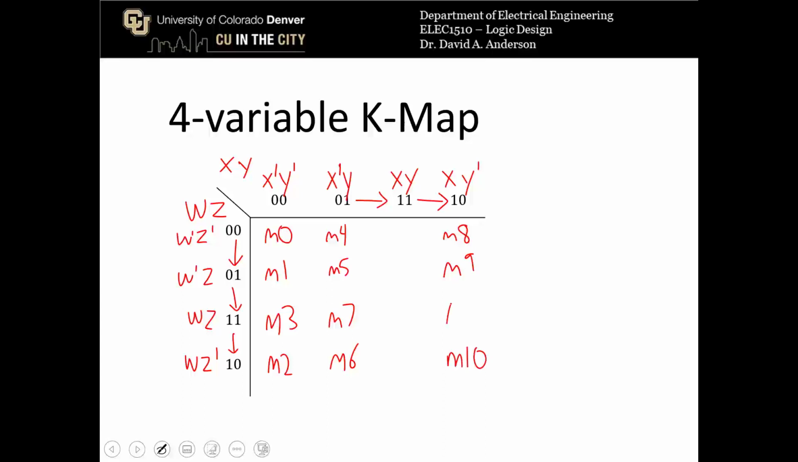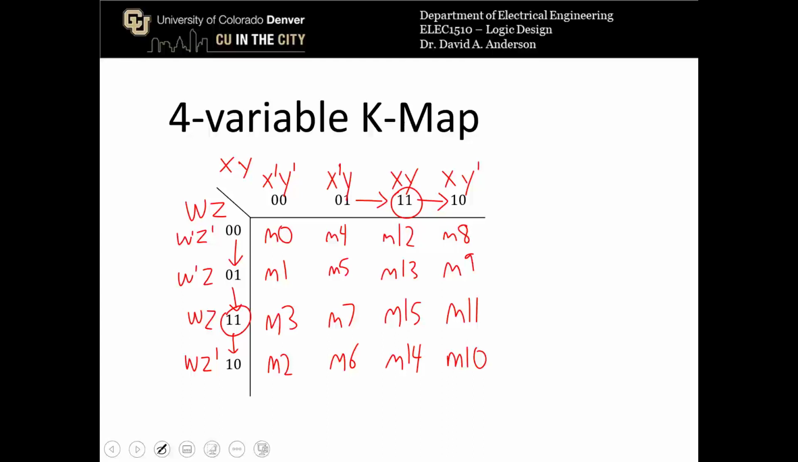10, and 11. And then the third column over from the right is minterm 12, 13, 14, and finally 15 is 1, 1, 1, 1.